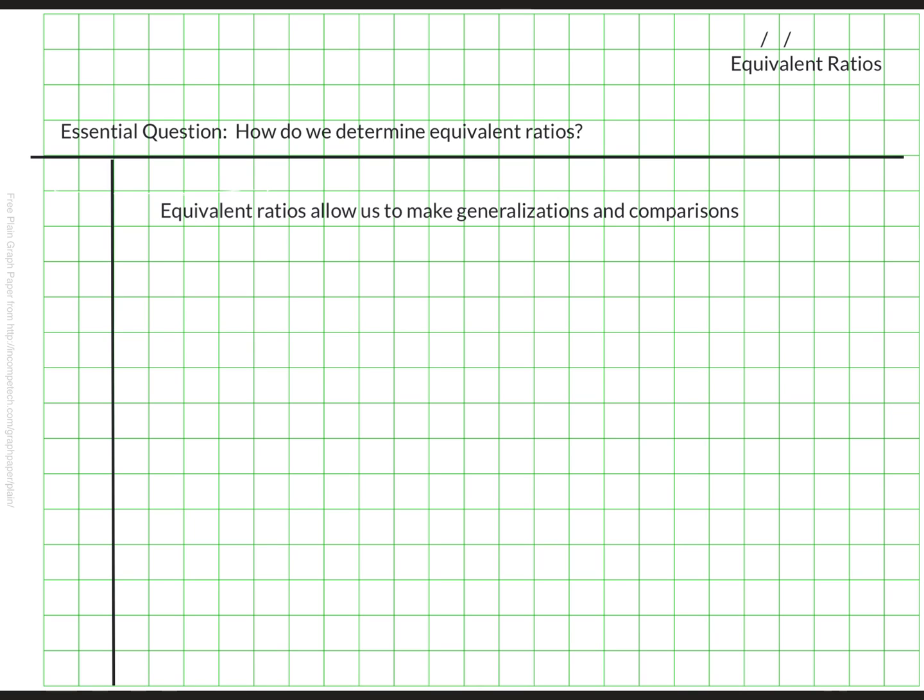We use equivalent ratios a lot in the world, and they allow us to make generalizations and comparisons about data. Sometimes we want to take our ratios and scale them up, and sometimes we want to scale them down. When we want to scale something up, we're always thinking about this multiplying idea, right? So we're going to multiply something to scale up our ratio. And conversely, if we want to scale something down, we'll be thinking about division, right? We don't really think about adding or subtracting when we're talking about scaling ratios. We're always talking about multiplying and dividing.